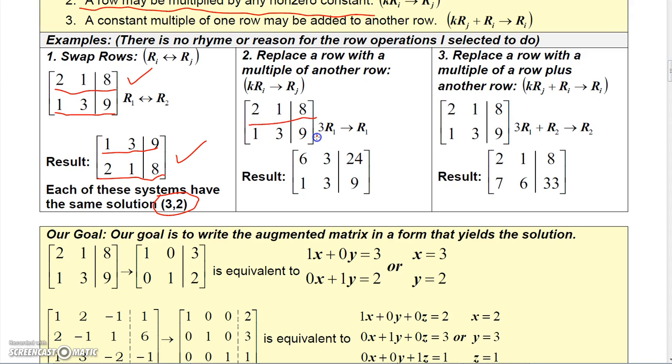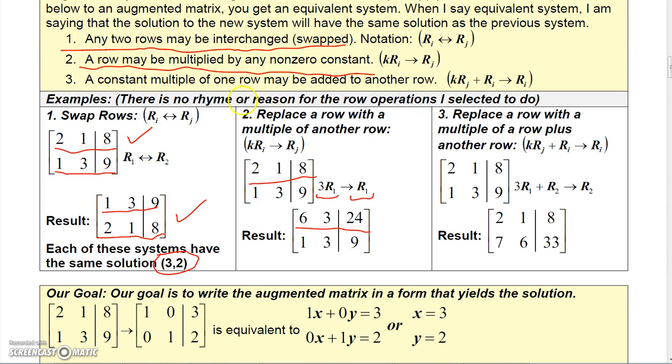So let's say I multiply row 1 by 3 and I put the result in row 1. So I'm just going to replace row 1 with 3 times row 1. Well, if I do that, 3 times 2 is 6, 3 times 1 is 3, 3 times 8 is 24. Okay, well, I'm telling you it's not going to change the solution. The solution is still going to be 3, 2. I mean, you can check it. Actually, 6 times 3 plus 3 times 2 will equal 24. And so the answer is not going to change.